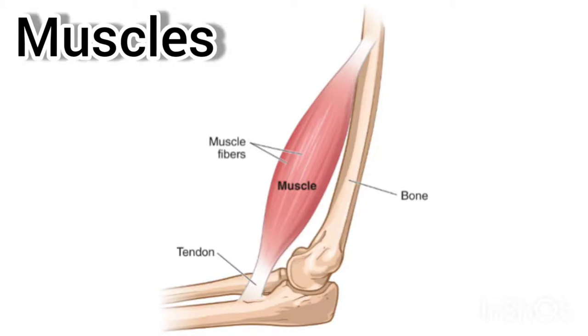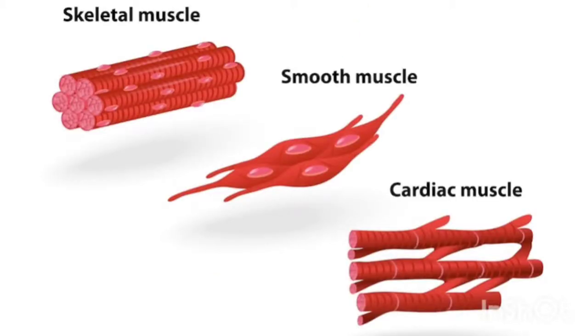Yes friends, in the stomach there will be muscles. In the intestine there will be muscles. So it makes the food very soft and easy to digest, right? So there are three types of muscles in our body. Friends, do you know the three types of muscles? They are skeletal muscles, cardiac muscles, smooth muscles.